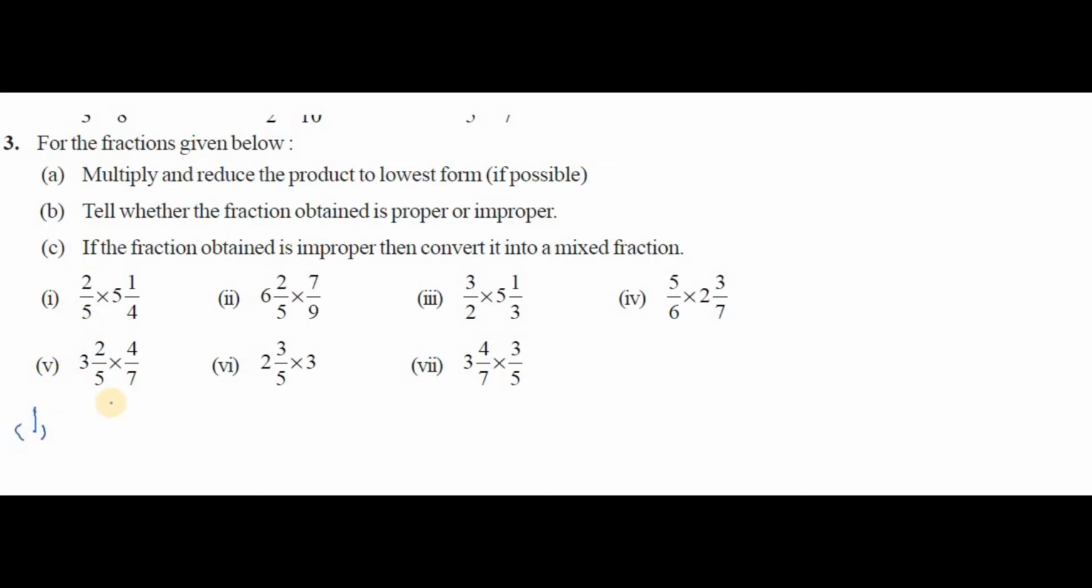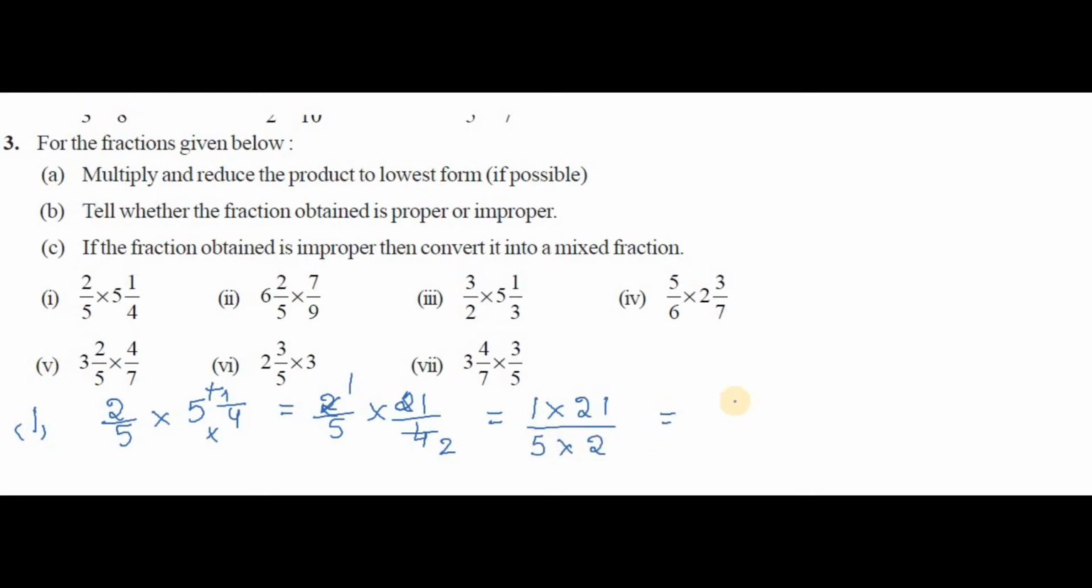First question, 2 by 5 into 5 1 by 4. So a mixed fraction can be converted into an improper fraction. 5 4s are 20 plus 1, 21 by 4. 2 1s are 2, 2 2s are 4. Whereas 21 and 5 will not get cancelled. So we'll multiply that. 21 1s are 21, 5 2s are 10. So it is an improper fraction.